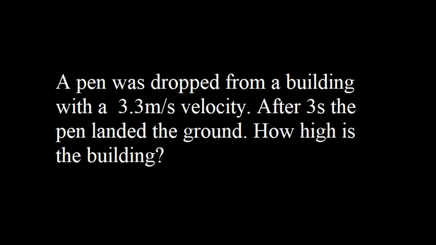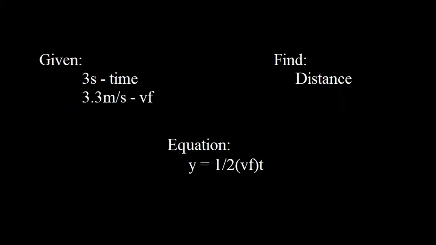A pen was dropped from a building with a 3.3 meters per second velocity. After 3 seconds, the pen landed on the ground. How high is the building? Our given is 3 seconds for time and 3.3 meters per second for velocity final. We're looking for distance, and the equation we're going to use is y equals one half Vf times t.